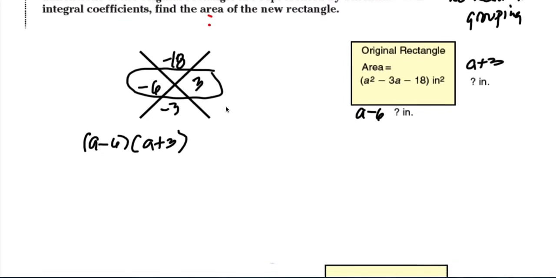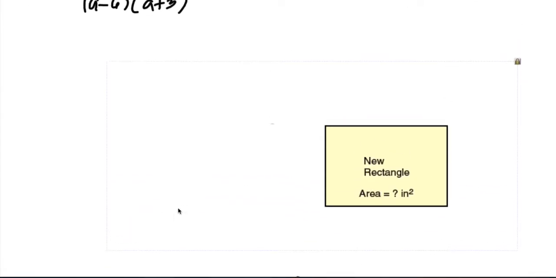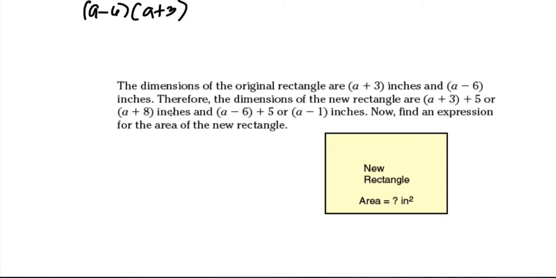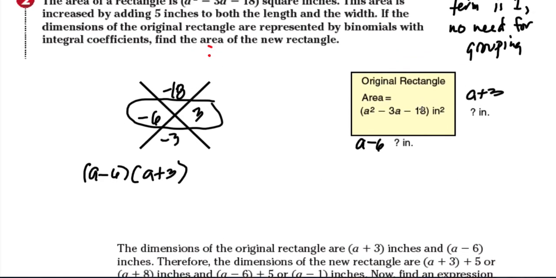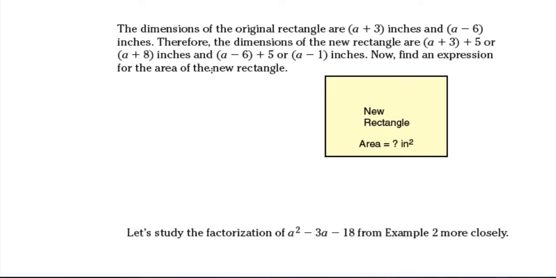After we find the dimensions of the original rectangle, the dimensions of the original rectangle are a plus 3 inches and a minus 6 inches. Therefore, the dimensions of my new rectangle will be a plus 3 plus 5, because the area is increased by adding 5 inches to both the length and the width. So that's why we're adding 5 here. Okay, it becomes a plus 8, and a minus 6 plus 5 becomes a minus 1.